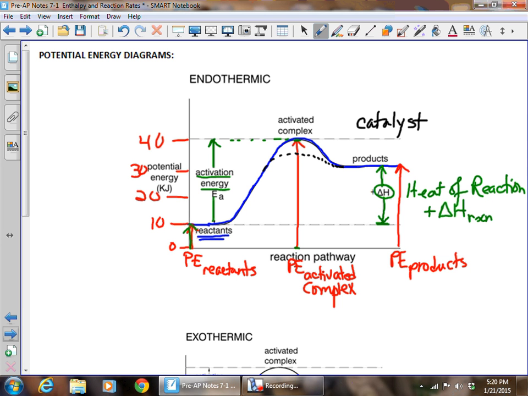And let's see what our heat of reaction would be. Our activation energy would be going from 10 to 40. That would be 30 kilojoules if we wanted to look at our activation energy. Our heat of reaction over here would be going from 10 to, looks like about 30. So that would be a positive 20 kilojoules. So if we put numbers to that, you can see what those values would be.